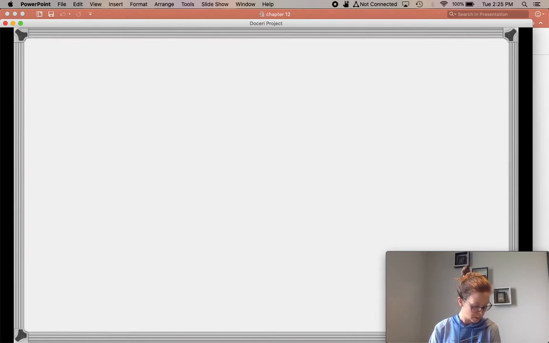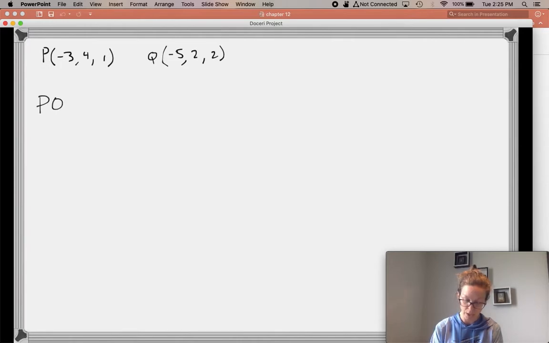So I'm going to start with a vector that originates at point P at -3, 4, 1, and terminates at point Q, so -5, 2, 2. And so we're going to be looking at the vector PQ, originates at P and terminates at Q. First thing I want to do is put this into its component form.